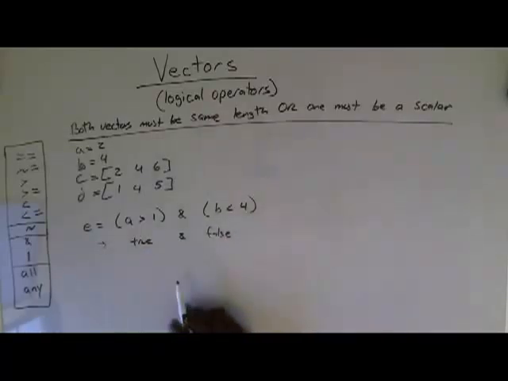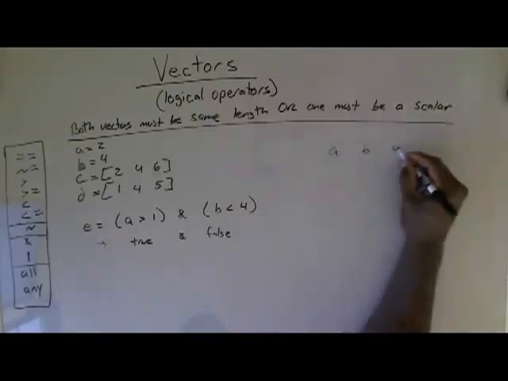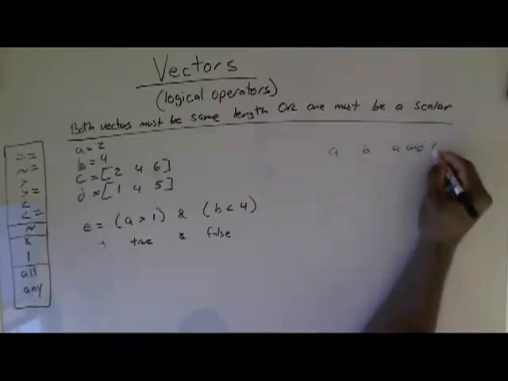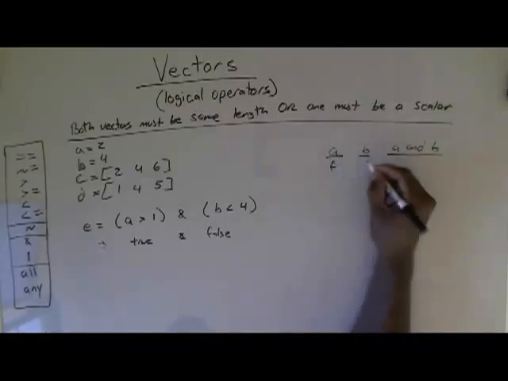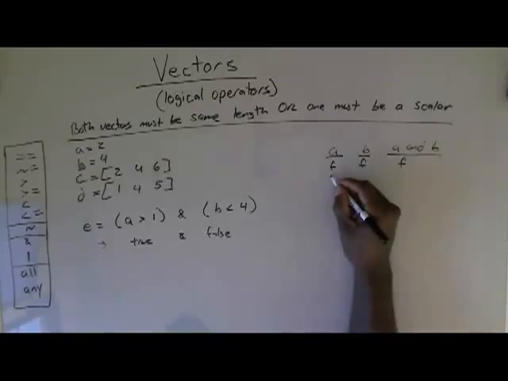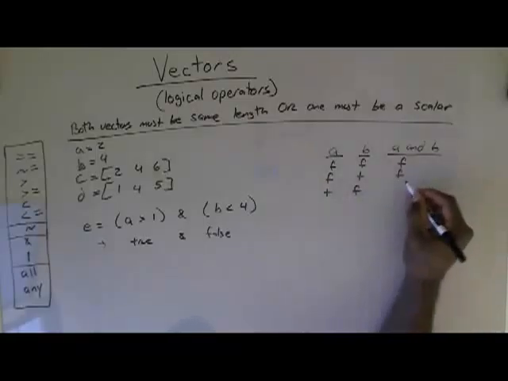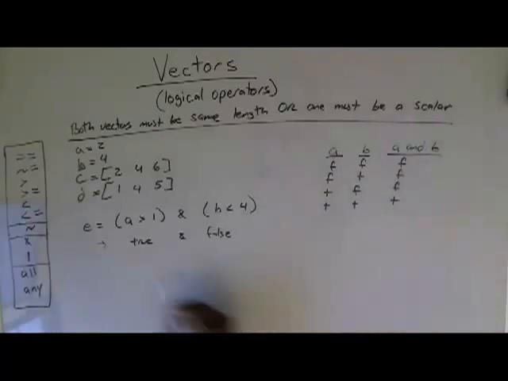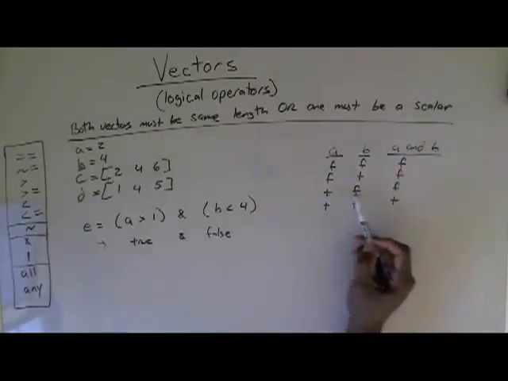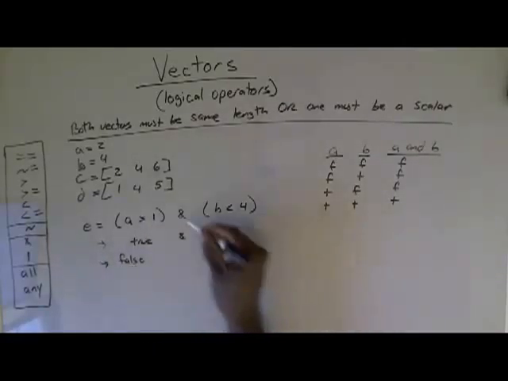So true and false. If you remember our truth table, and I'll do it very quickly over here: A and B. If you have false, false is false, false, true is false, true, false is false, and true, true is true. So this is true and false, so true and false is false. So your result here of this combination, this and statement, would be false.